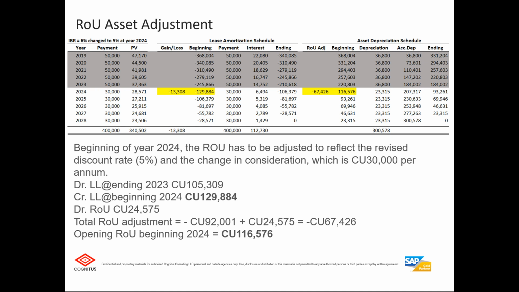24,575 currency units. The total ROU asset adjustment is equal to 92,001 in year 2023 plus 24,575 in year 2024, which is equal to 67,426. And the opening balance for ROU at the beginning of year 2024 is equal to 116,576. So let's continue to simulate this use case in the engine and see if the numbers calculated are met.